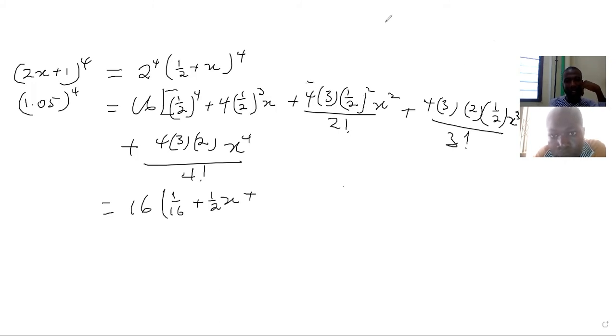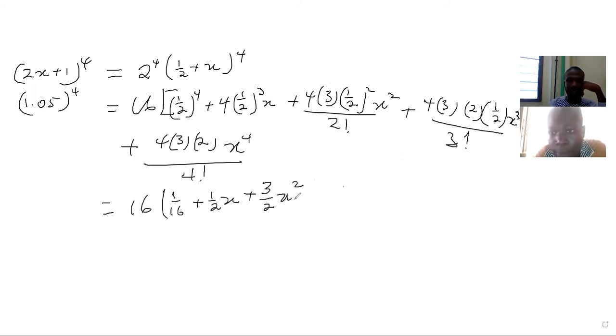I'm coming. This cancels here. 2 times 3 is 6. 6 divided by 4 is 3 over 2. You agree? Because this is 1 over 4, not 1 over 2. Yes. So it's 3 over 2, 3x squared over 2.